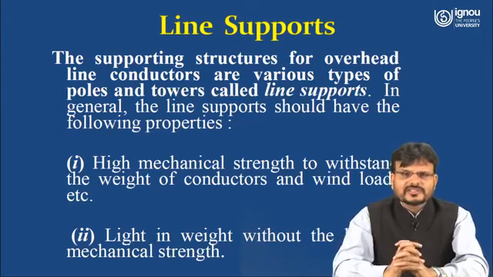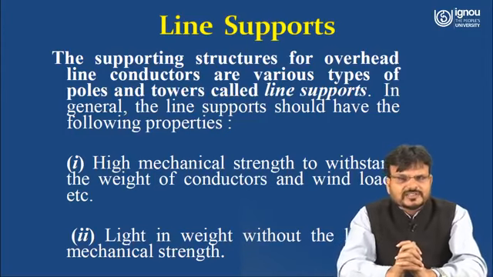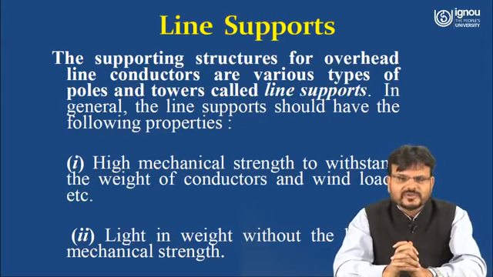Now we have to understand the line support. As I already told you, line supports are of different types, maybe a wooden pole, RCC pole, or steel pole. The supporting structures for overhead line conductors, various types of poles and towers, are called line supports. In general, the line support should have the following properties. What should be the properties? First, it should have high mechanical strength to withstand the weight of the conductor and wind load also.